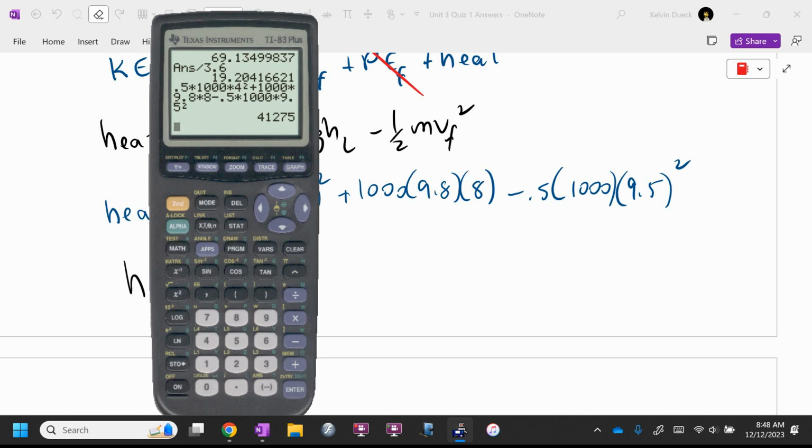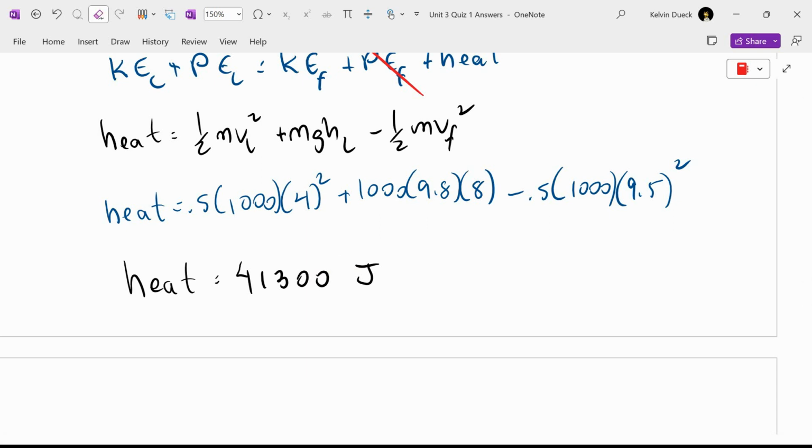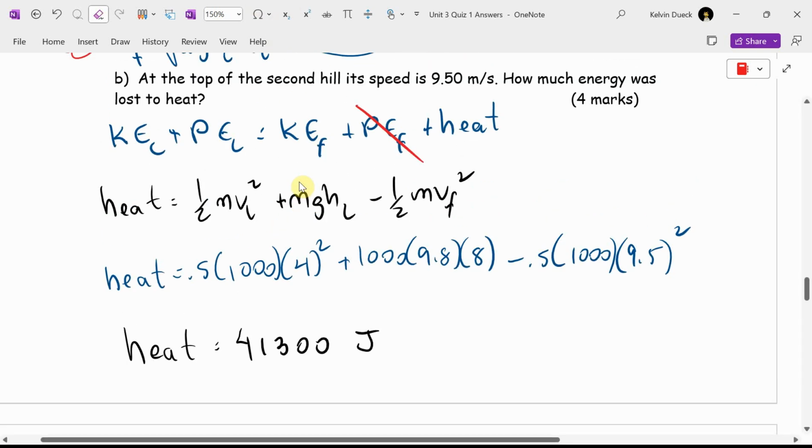I need more nods. Sean's nodding. Yeah. So I'll go 41,300 if I go to 3 sig figs, and that's measured in joules. And you would have got the same thing if you used 18 and 10. Okay. If you got that 4 out of 4, otherwise I would give you 1 mark for that line, 1 mark for that line, 1 mark for that line, 1 mark for that line.